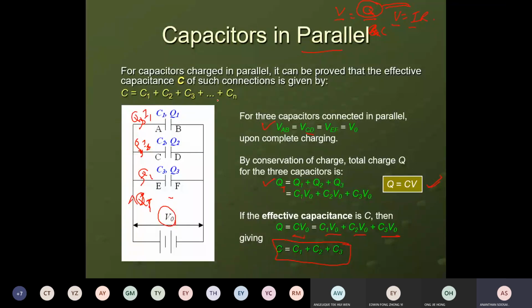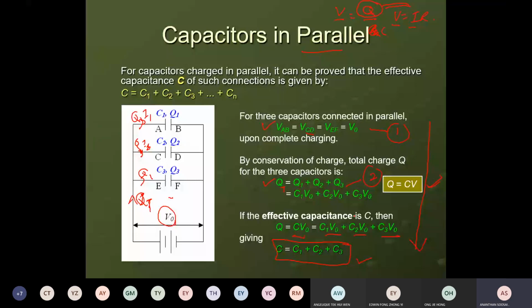1 over R1 plus 1 over R2 plus 1 over R3. But for capacitors in parallel, simply add C1 plus C2 plus C3. This derivation, you have to know. They'll ask you to derive how to get C total. You have to derive from voltage. You have to say, for 1 mark, the voltage is the same. Second mark, Q is added. Then replace the Q in terms of CV form. Then cancel all the V, and you get the capacitance formula.